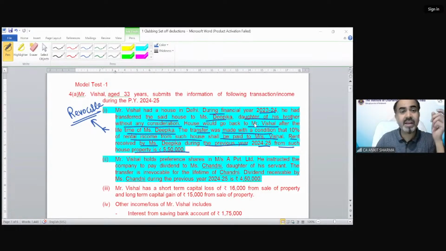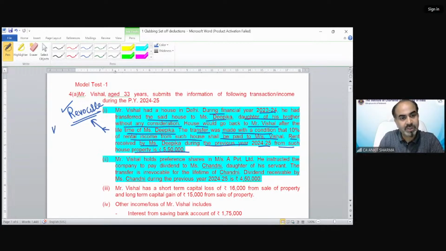If any direct or indirect benefit has been taken from any property during the lifetime of the transferee, that would not be regarded as an irrevocable transfer. Because during the lifetime of the assessee, the indirect benefit from that property, whether it's 10% or whatever amount, is going to be for the benefit of Mr. Vishal Bhai. So that transfer would be regarded as a revocable transfer. And once the transfer is regarded as revocable, the income from that is going to be taxed in the hands of the transferor.